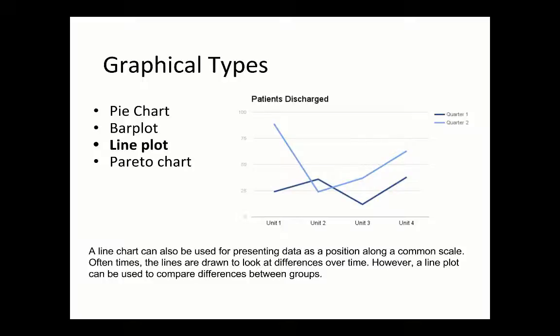Typically, like already stated, the change of a variable is presented over time. And when more than one group is compared in a line plot, a separate line is drawn for each group, as presented here.